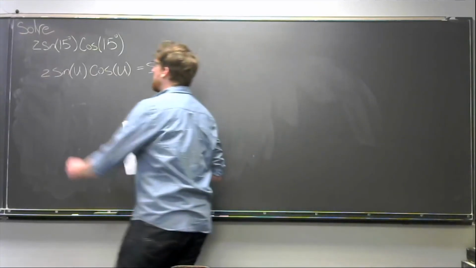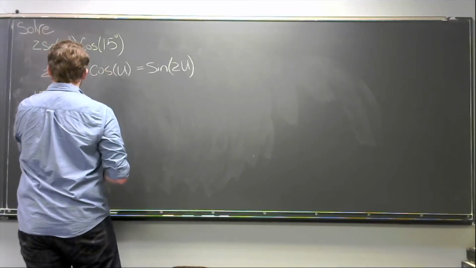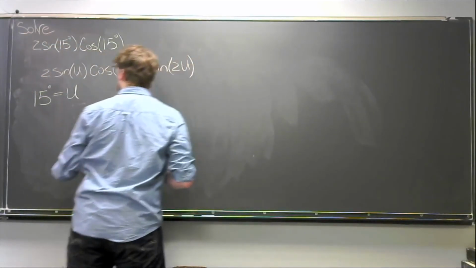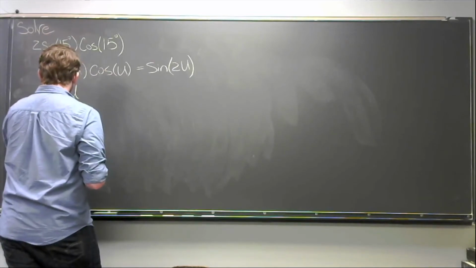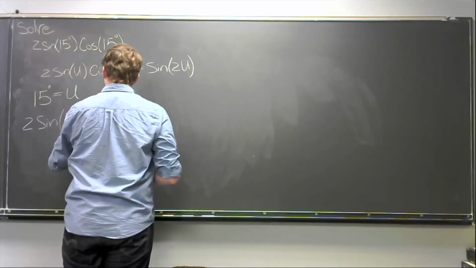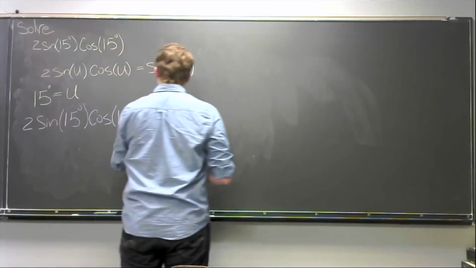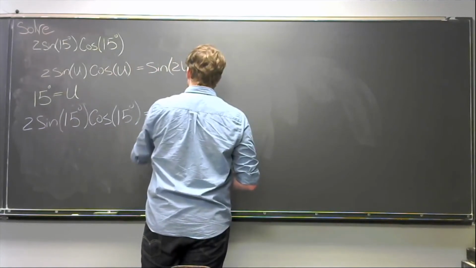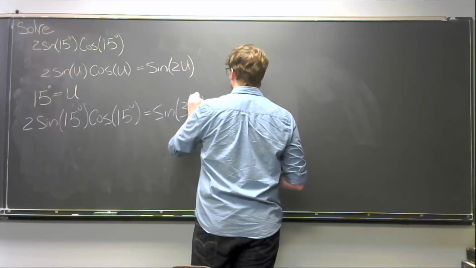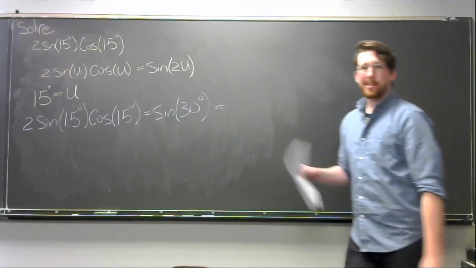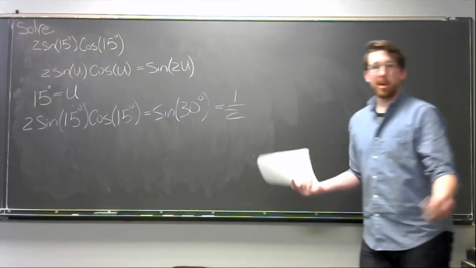All right, well, 15 degrees is equal to u, so 2 times the sine of 15 degrees times the cosine of 15 degrees is going to be equal to the sine of 2 times 15 degrees, which is really just going to be 30 degrees. Well, the sine of 30 degrees, this is 1/2. All right, 1/2. And that's it. That's all there is to it.